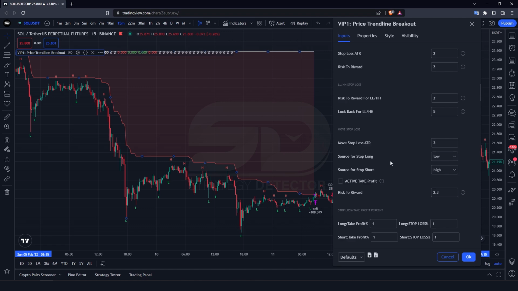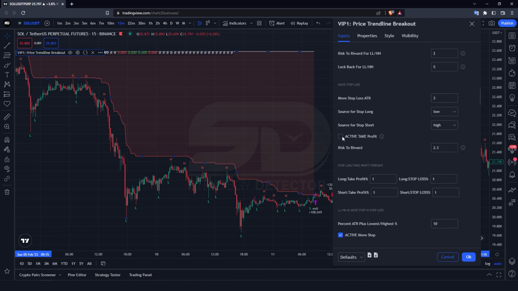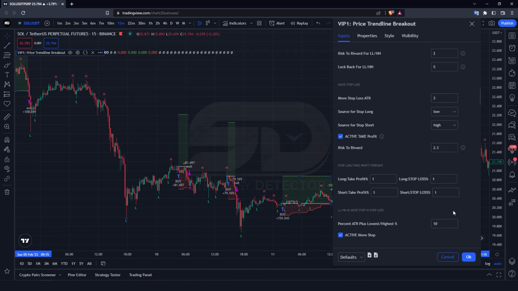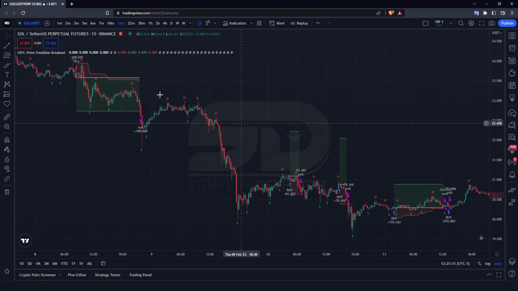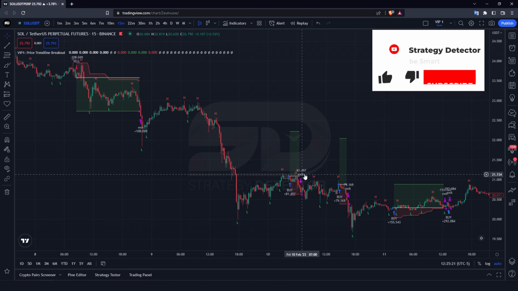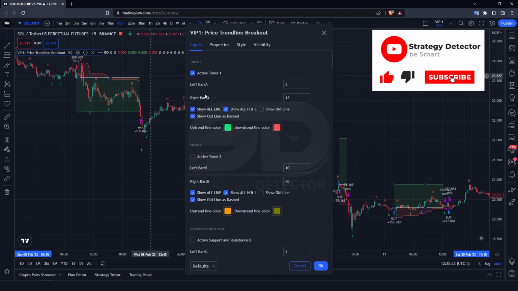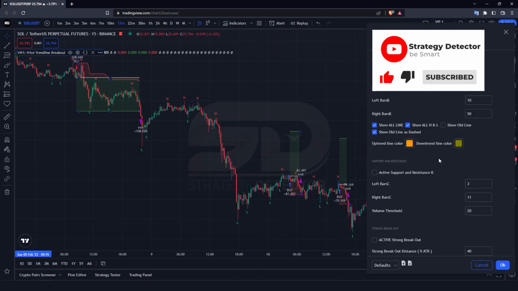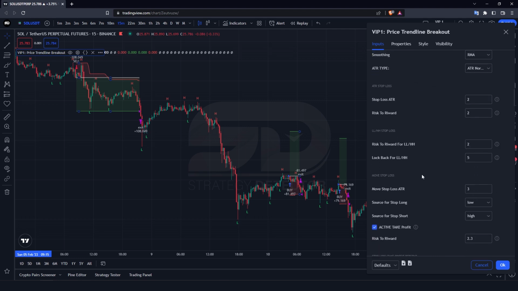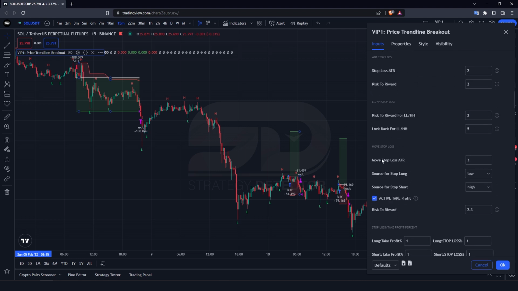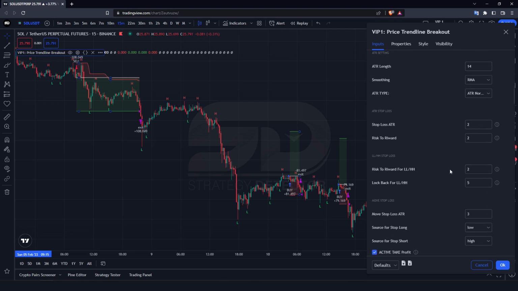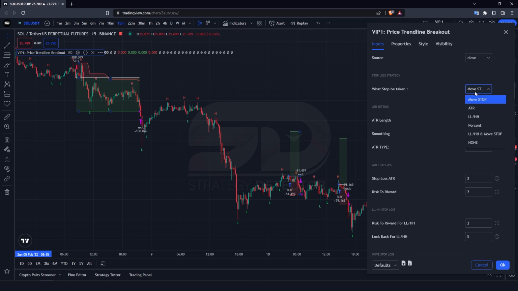The next option we have in move stop setting is this one. We can tick active take profit and choose a risk to reward amount for that. You can choose any number you like for the risk to reward ratio. Then our position takes profit somewhere that hits the target using move stop. These settings belong to move stop, which you can easily apply to the strategy.